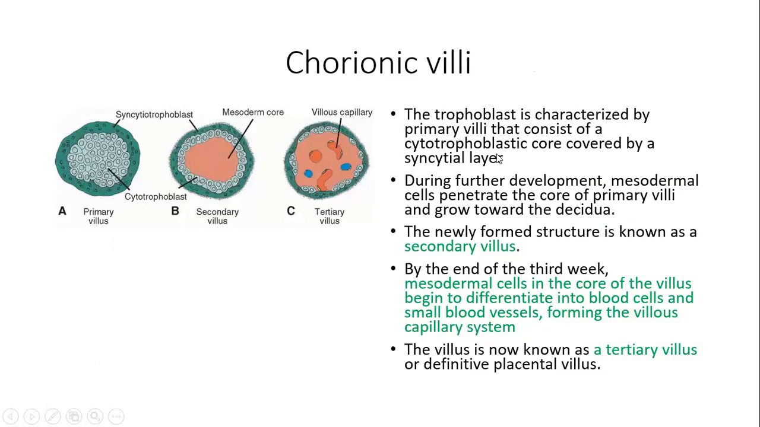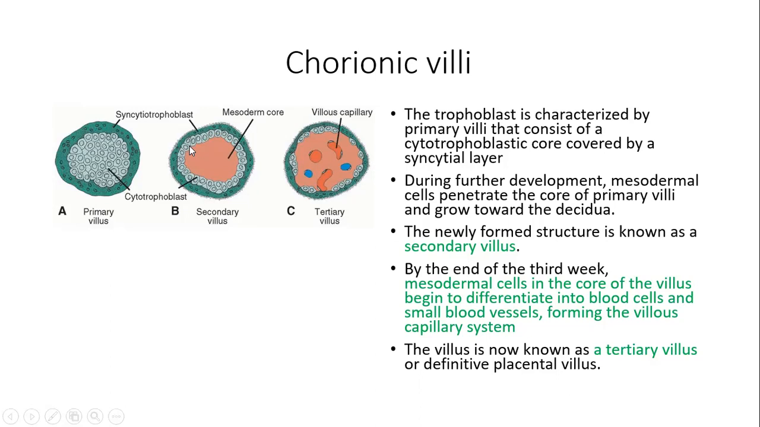Now is the formation of chorionic villi. The trophoblast is characterized by primary villi, which were found in the second week, that is, outer syncytial trophoblast and inner core of cytotrophoblast. Then when it was invaded by the extraembryonic mesoderm, it will form the secondary villus, which will be found in the third week. So this newly formed structure is known as secondary villus.